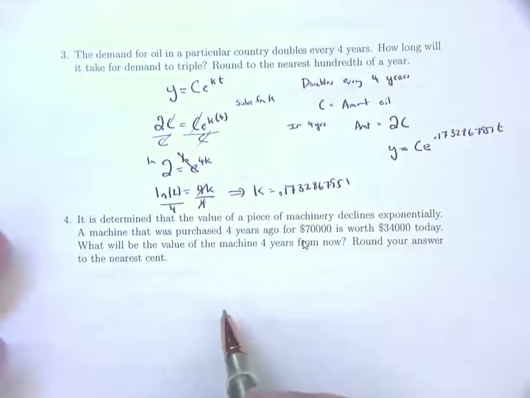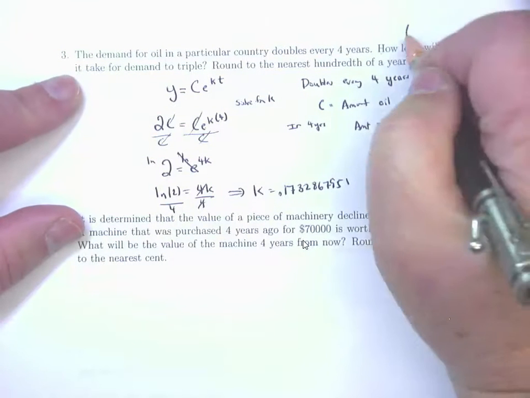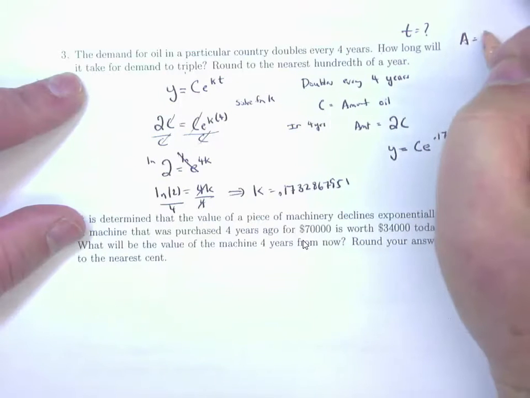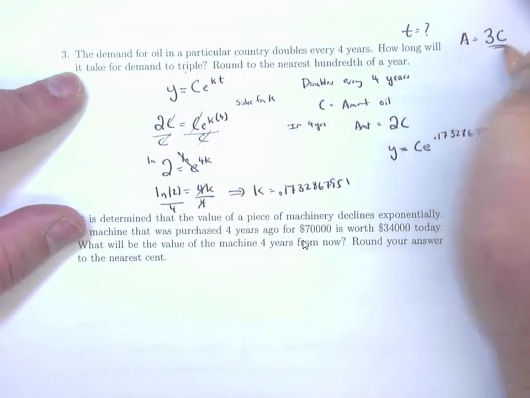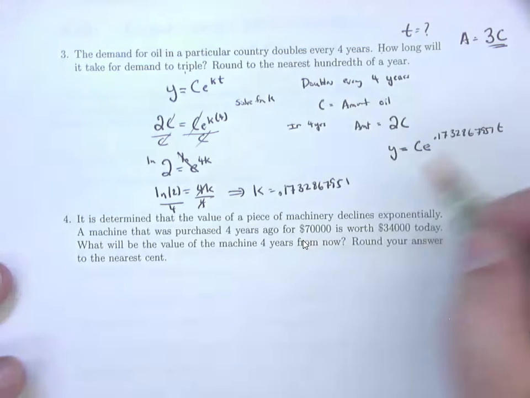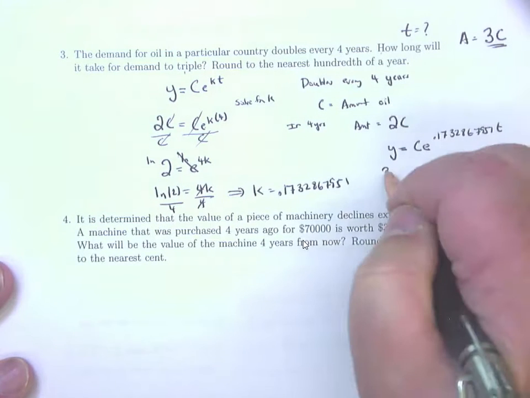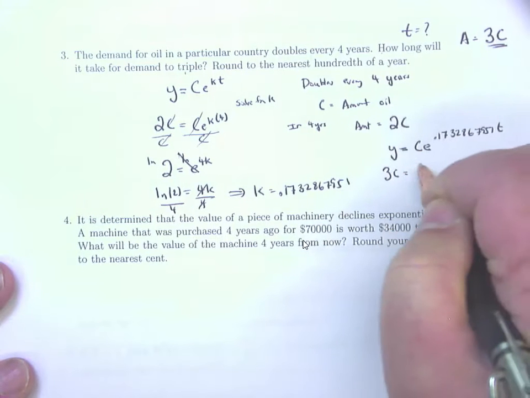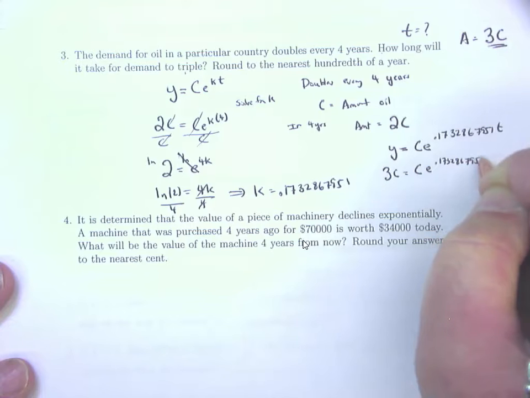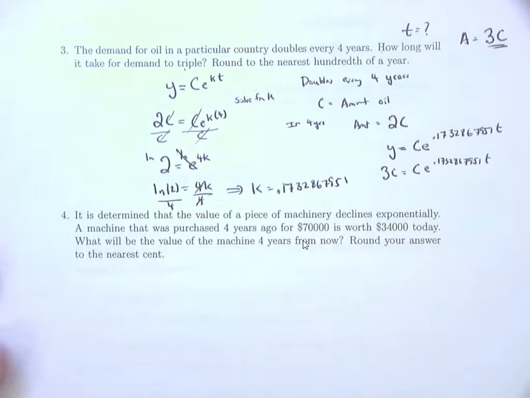What's the question? How long? It's a question of time. Will it take for the demand to triple? To triple, the amount that you want to get back will be 3 times C. Whatever the price of that oil is, it's going to triple to 3 times that original cost. Does that make sense? So I'm going to plug in for that y, or the amount, 3C is equal to C e to the 0.173286795t. What's my first move to solve for t?